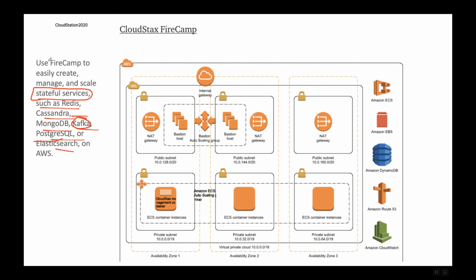Now let's see how this was designed. This is your AWS account that got created. Second, you create your VPC in availability zone 1, a VPC in availability zone 2, and a VPC in availability zone 3. First you create a VPC in availability zone 1 and work on it, then you go to 2, then 3, and then you interconnect them.